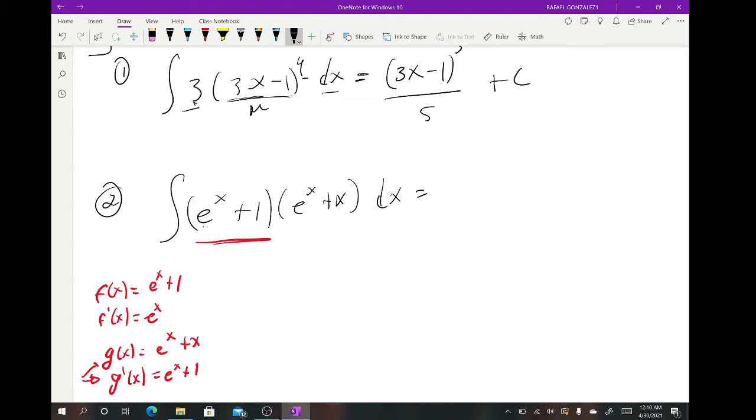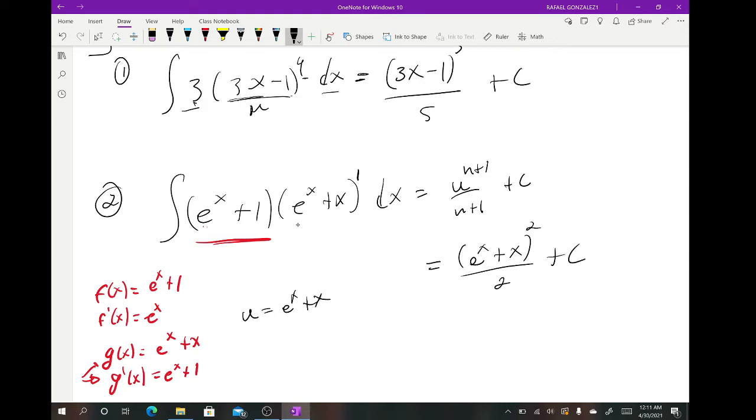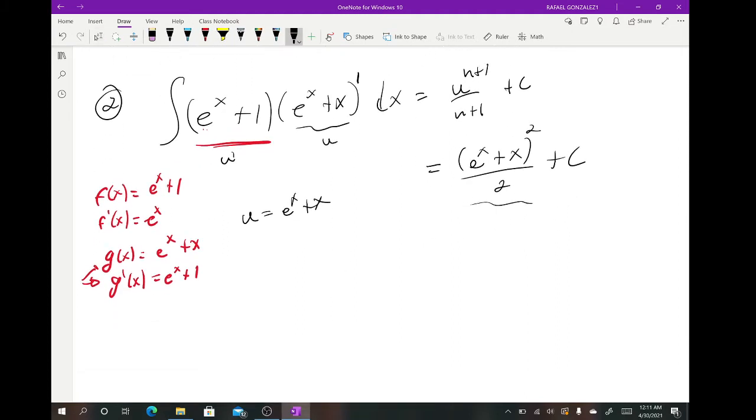So now that I have a pattern, what do I need to do? By the general power rule, I raise u to the n plus 1 and divide by n plus 1, plus c. What is the exponent here? The exponent here is 1. I'm using the substitution u equals e to the x plus x, so I have (e to the x plus x) to the power 2 divided by 2, plus c, because I'm letting this piece be u, and this is the derivative of u, or u prime. So this right here is my solution.